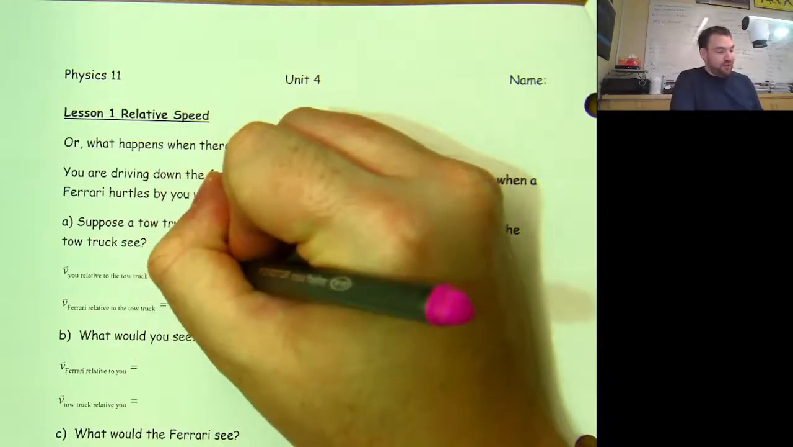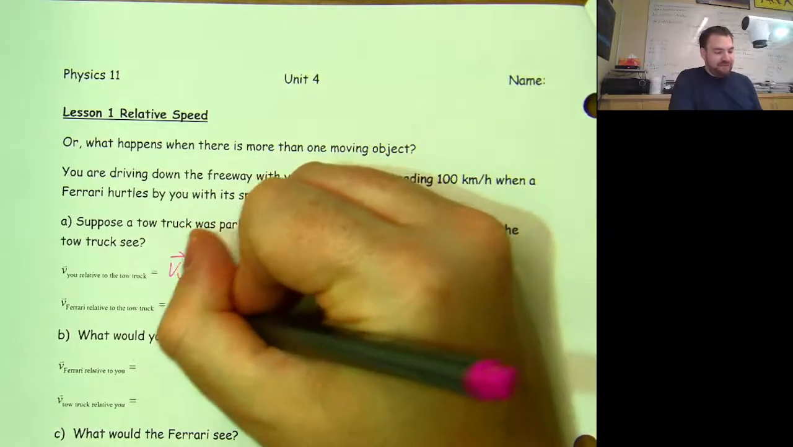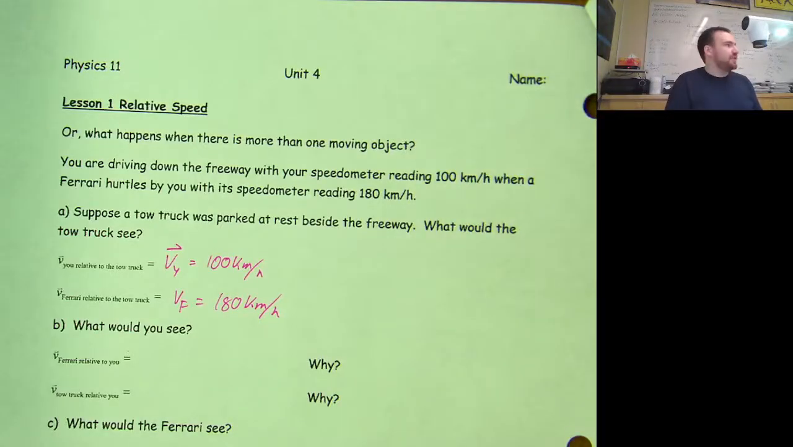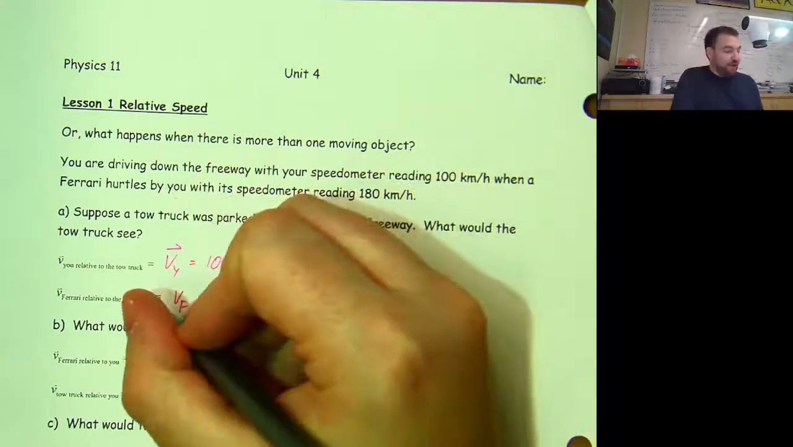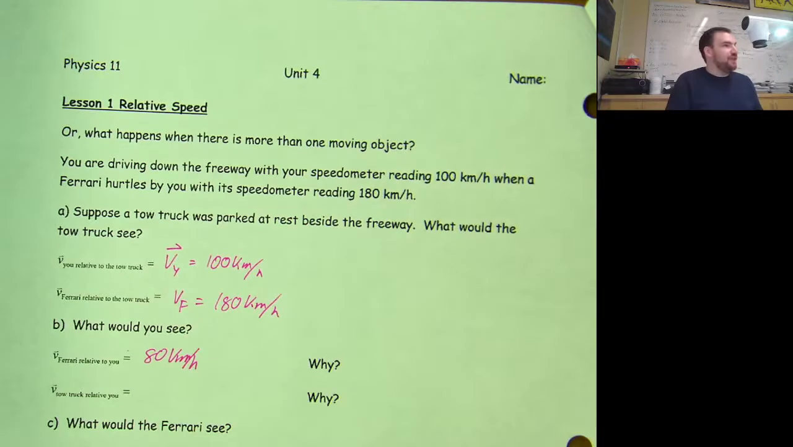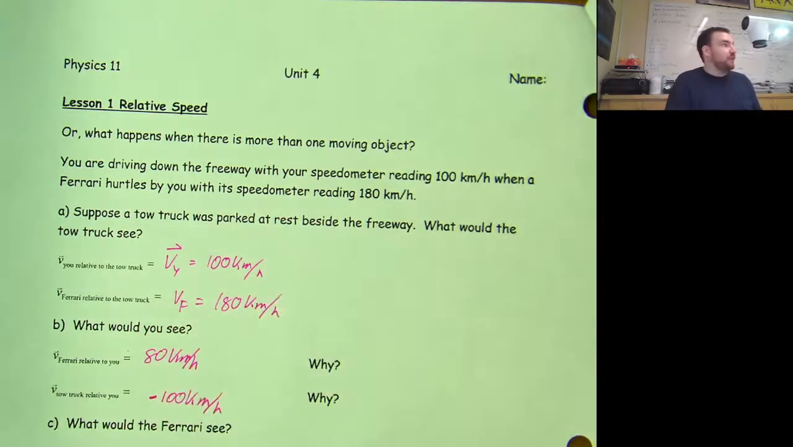So it sees you going 100 kilometers per hour, and it sees the Ferrari also going 180 kilometers per hour. What do you see? You see the Ferrari going 80 relative to you. And what do you see the tow truck driver doing? Going negative 100, because you may as well be standing still, practically. The tow truck driver is just going the other way real fast. And the Ferrari passes you at 80.